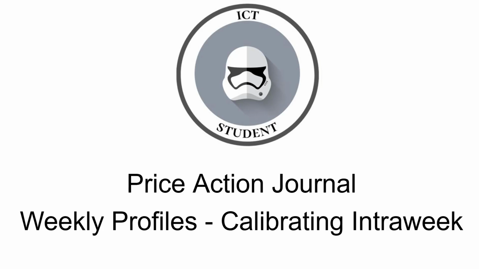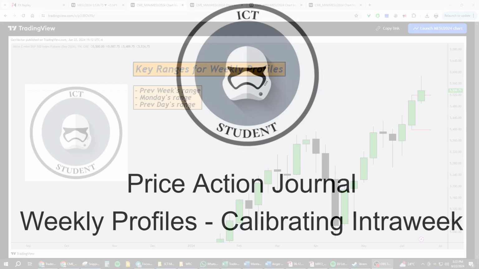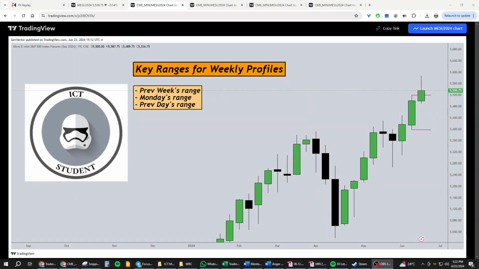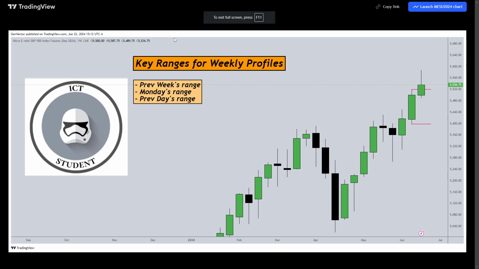All right, so let's talk about weekly profiles and calibrating intra-week, and trying to get to that point with ICT content where there's so much information there, but it really can be pretty simple. So intraday profiles, that's my jam, that's my focus, and using tools that will help you to calibrate to choose the right profile is what this whole thing is about.